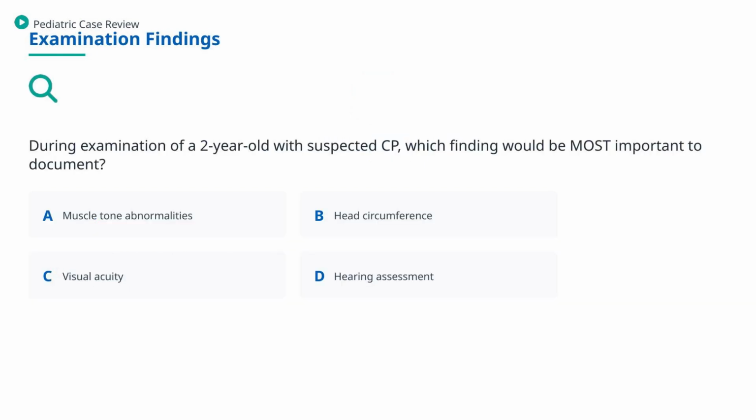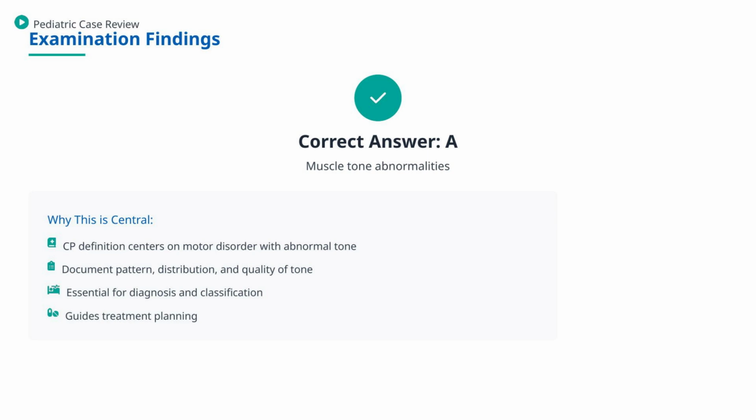During examination of a 2-year-old with suspected cerebral palsy, which finding would be most important to document? A. Muscle tone abnormalities. B. Head circumference. C. Visual acuity. D. Hearing assessment. The correct answer is A.